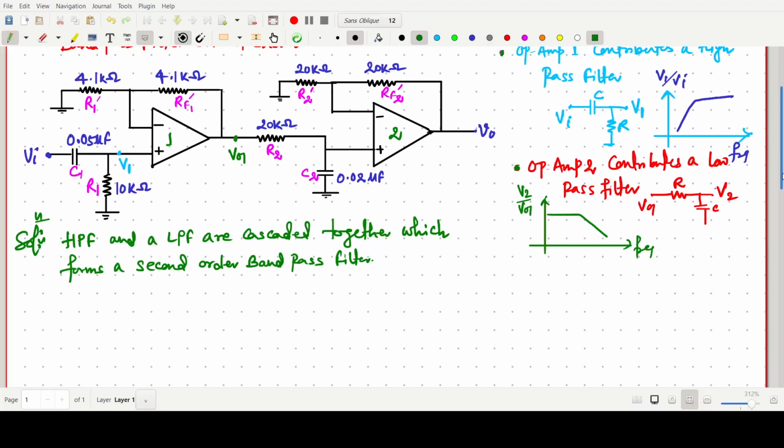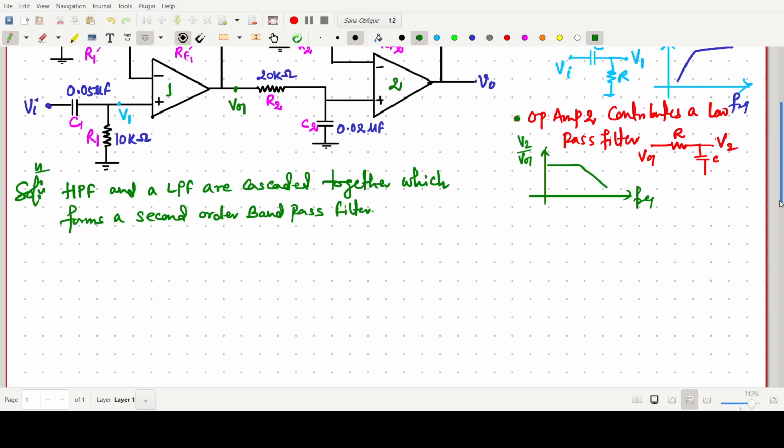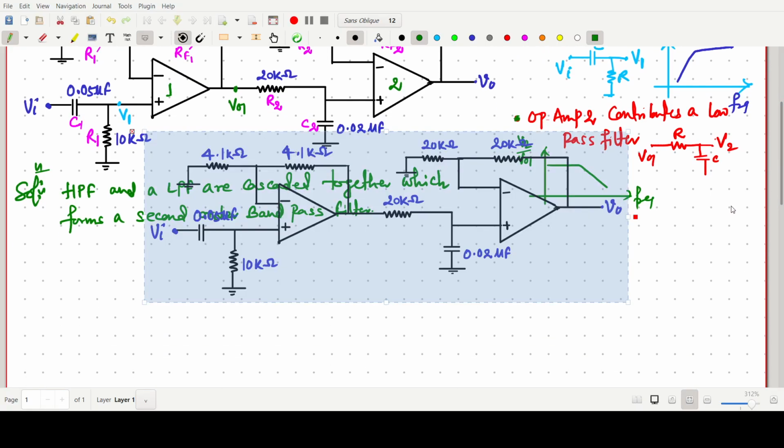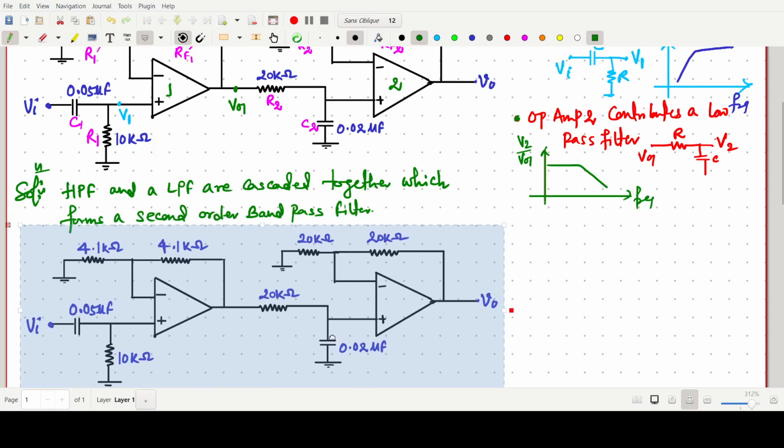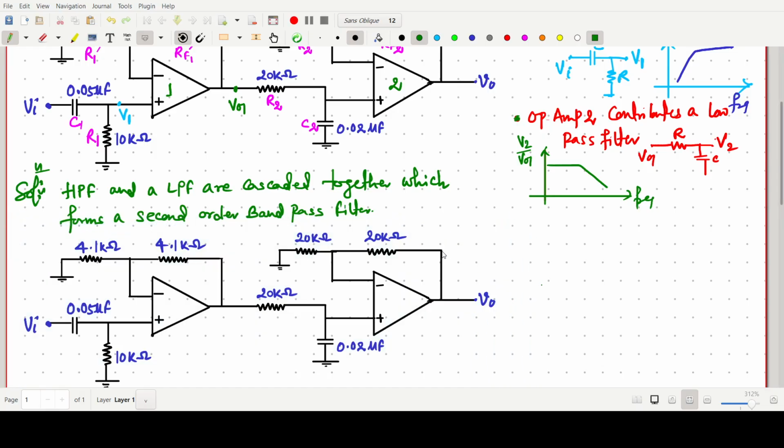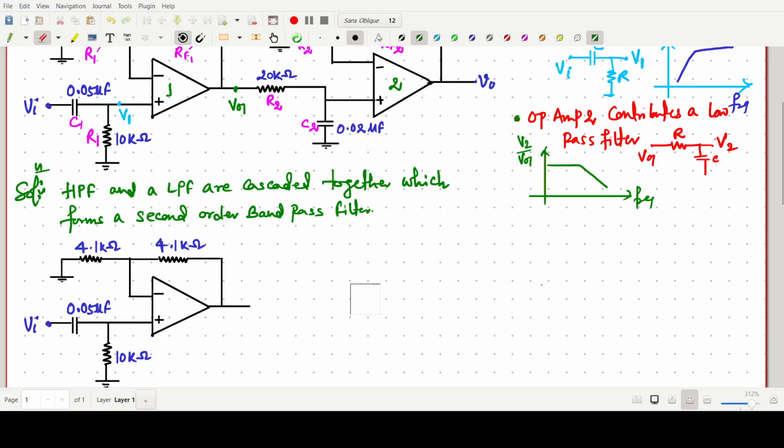First of all, I am just taking care of the first part, this one. I have already copied this one. So I am just taking the first part, and I am erasing the second op-amp.